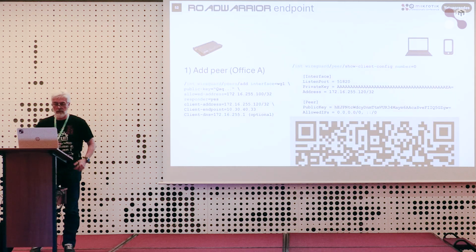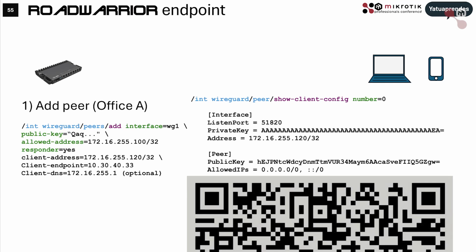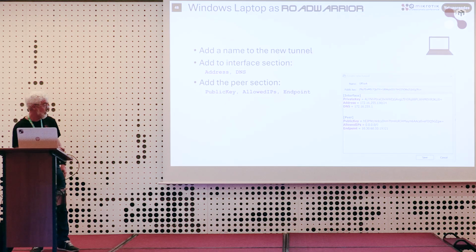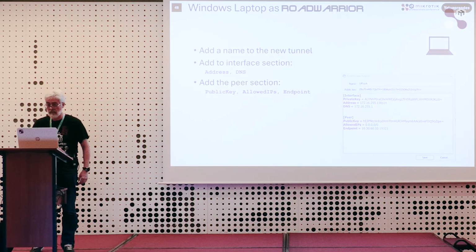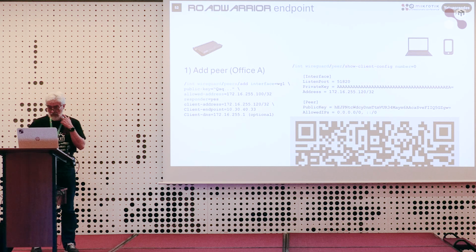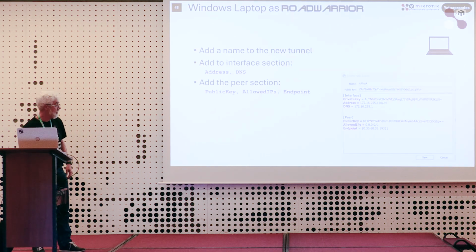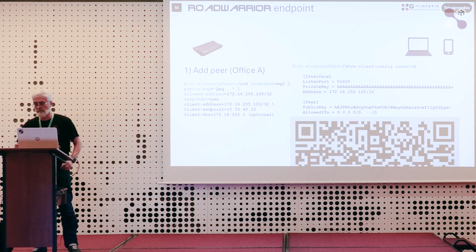Once we add that information at Office A, we can show the client configuration, copy it and paste it here, and we have all the configuration done. Or scan the QR code from the mobile, and we add the peer automatically. Perfect.